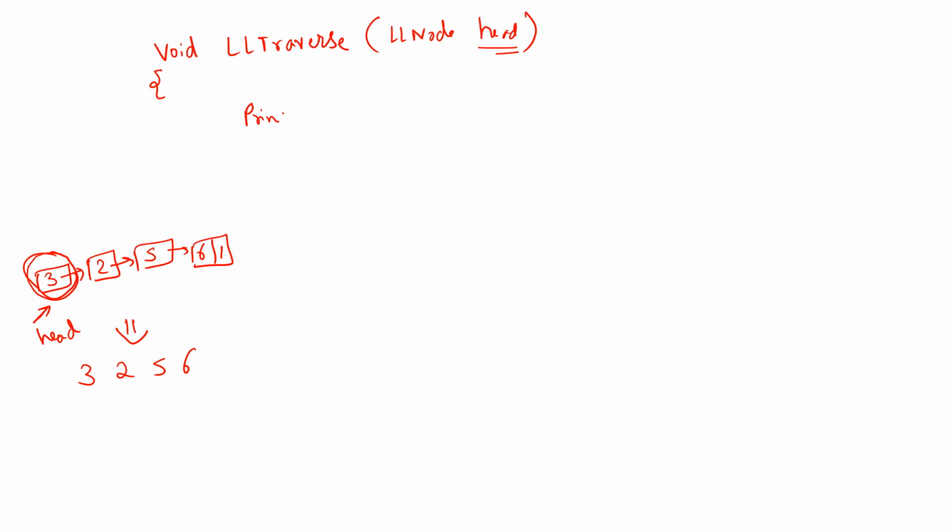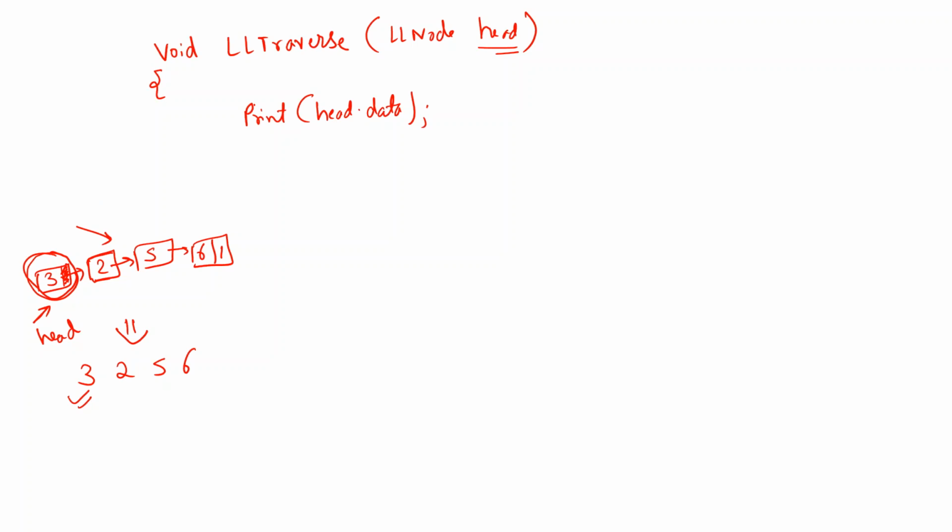Print head dot data. So this is how I print 3, right? Done. This part is done. Now I need to print 2. That means I need to go to this node, right? Now going to this particular node, I need its address, but I don't have the address of this node. However, the address of this particular node is actually stored over here, right? So I can take the address of this node from this place.